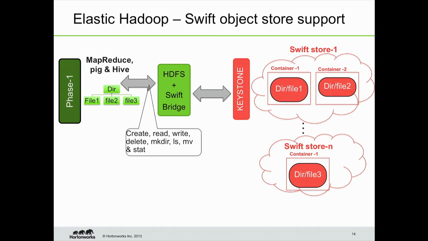What this bridge does is for a typical MapReduce job or a Pig or Hive script, nothing changes for that particular script or job. It still functions as if it is working with HDFS. So it deals with the directory and file system hierarchy. But all that happens is that the bridge transparently converts all the commands into a way that the Swift Object Store understands. And it does that through a single sign-on through Keystone.